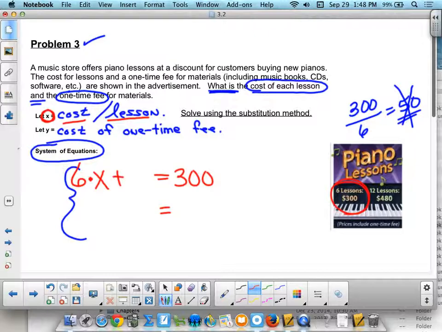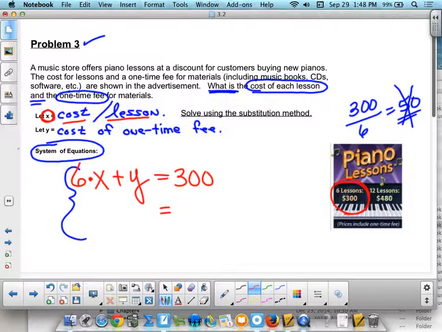So 6x. Plus, you paid something else. Plus the one-time fee of how much? You don't know. No, you do know. You said it. Y. 50. Y. That's the number. That's 300. Plus Y. So this is how you paid $300. You paid for 6 lessons at that price, plus you paid a one-time fee, and then that gets you $300.